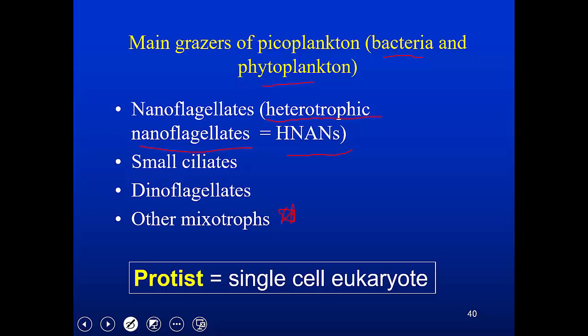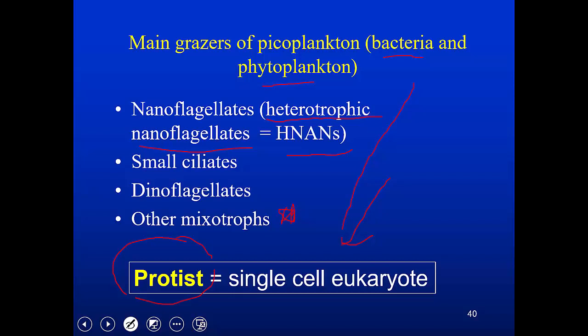All these organisms are what's referred to as protists. And protists are single-cell eukaryotes. That's all they are. It's a kind of, I don't know if it's a very fancy word, but it's a word to describe single-cell eukaryotes. All these are protists. In fact, most of the phytoplankton that we've talked about are protists. If they're single-cell and they're eukaryotes, they're protists, whether they carry out photosynthesis or whether they're heterotrophic.